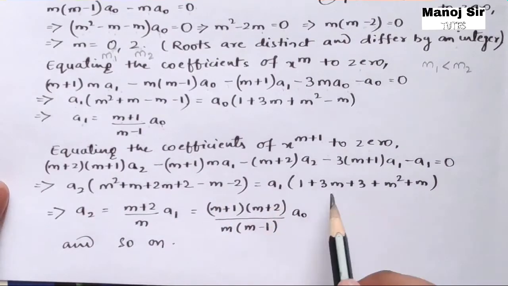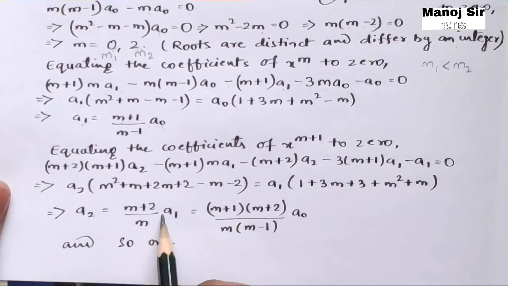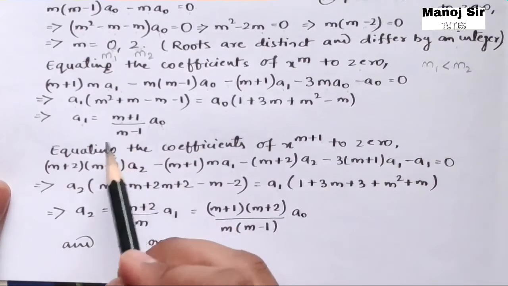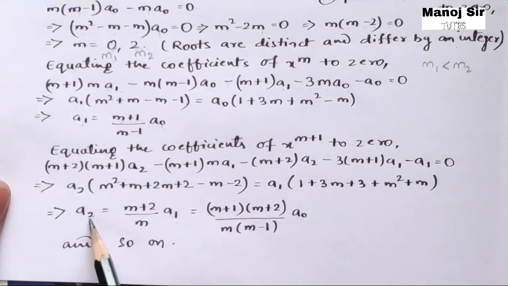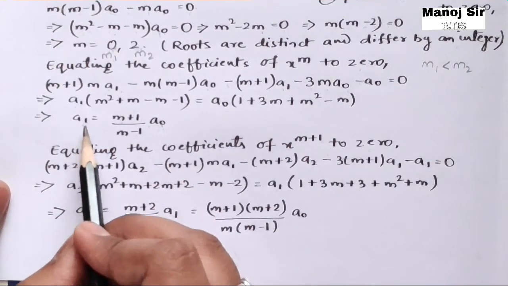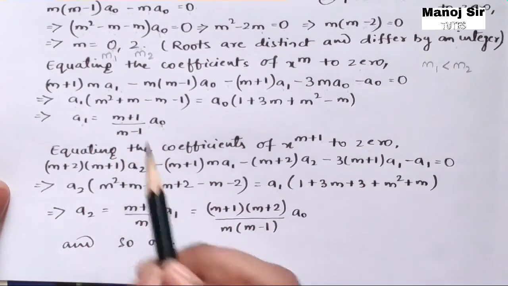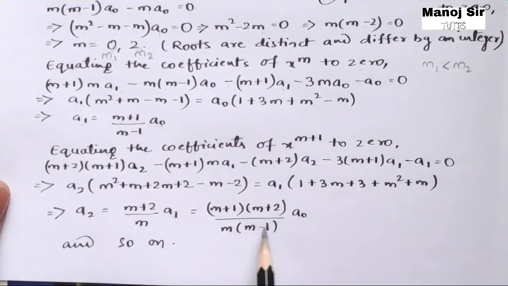We will write a2 with all its coefficient on the left hand side, and a1 with all its coefficient on the right hand side. If you solve this part, you will get a2 in terms of a1, that is (m plus 2) upon m into a1. Here we have a1 in terms of a0, so put this value and you will get a2 in terms of a0. Similarly, you will get a3, a4, a5 in terms of a0. So a1 equals (m plus 1) upon (m minus 1) into a0, and a2 equals (m plus 1) into (m plus 2) upon m into (m minus 1) into a0.